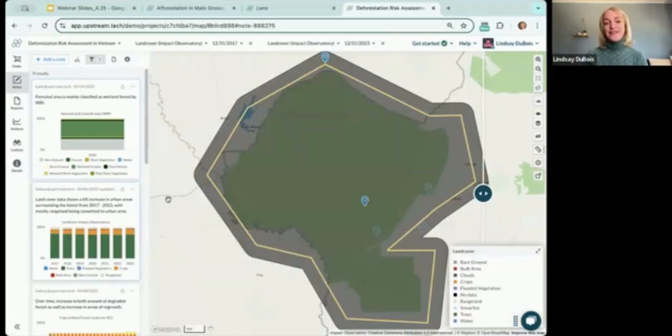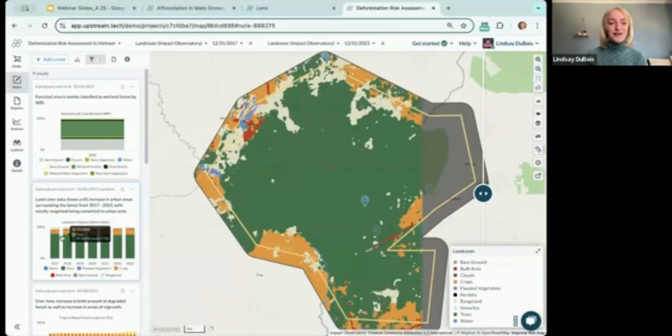Then we looked at the Impact Observatory land cover data set. So this goes back to 2017. It's a little bit more recent. The green area would be trees, the orange would be cropland, and the really red over here would be urban areas. And the trend that we're seeing is that the green has been decreasing over time, where the orange has been increasing. So we're seeing more cropland that's been historically encroaching on this forest.